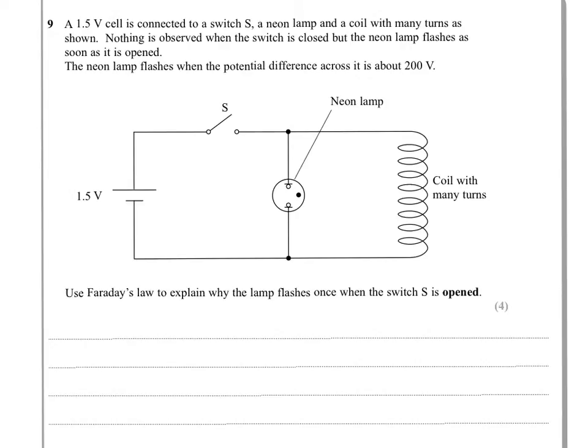A 1.5 volt cell is connected to a switch S, neon lamp and a coil which has many turns, as shown. Nothing is observed when the switch is closed, but the neon lamp flashes as soon as it is opened. The neon lamp flashes when the potential difference across it is about 200 volts. So you get nothing as you turn it on, because when you're turning it on you're really only dealing with the voltage of the cell.